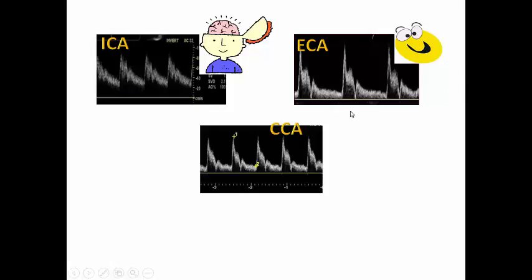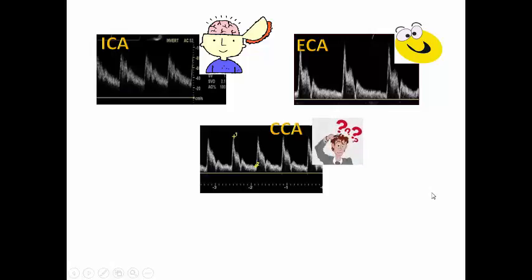So this is a high resistance waveform, and it has a sharp, narrow systolic peak. It comes back down to the baseline during end systole, and then during diastole it has minimal end diastolic flow. It has high pulsatility, or a large difference between the peak systolic and end diastolic velocities.